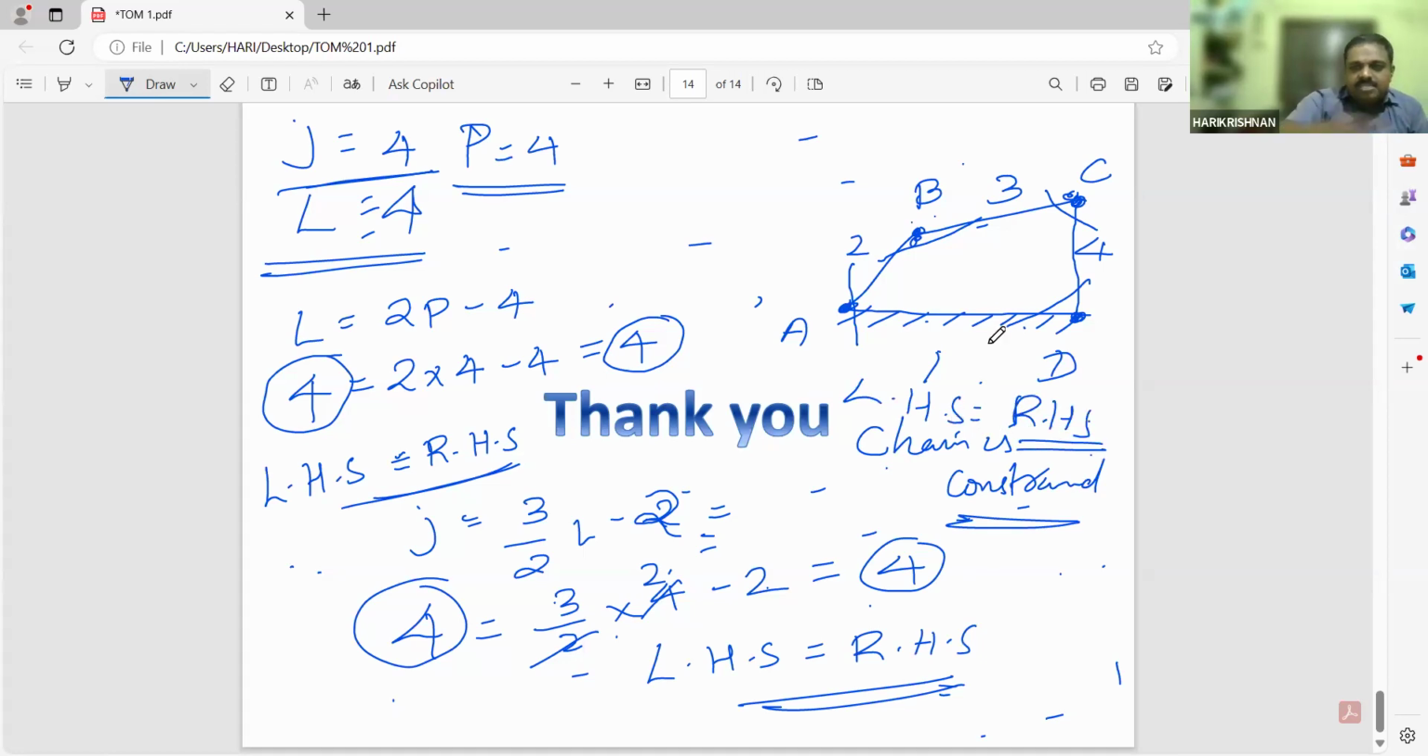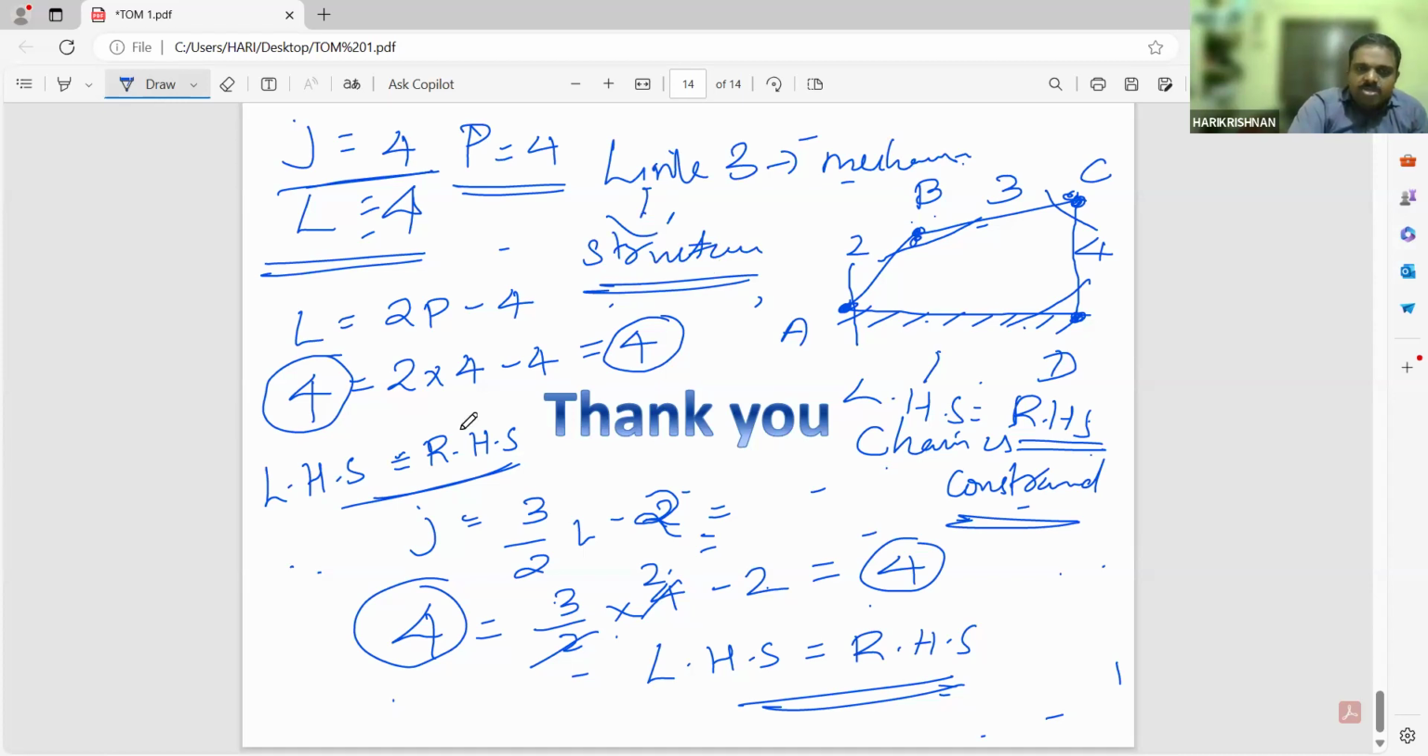So from this concept, you may understand that if you have a 3-link mechanism, it forms a structure. Always a structure. If 3 links are there, you have to understand that it is a structure. So the basic thing for being a mechanism is that it should be a 4-link. Then only there will be a mechanism.